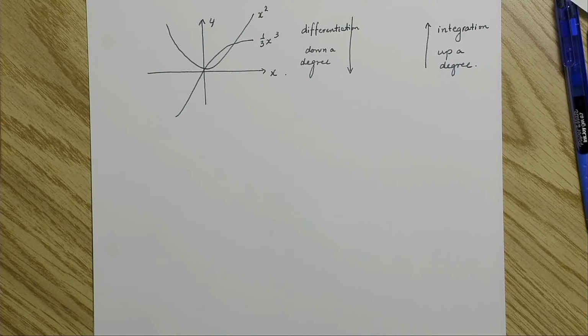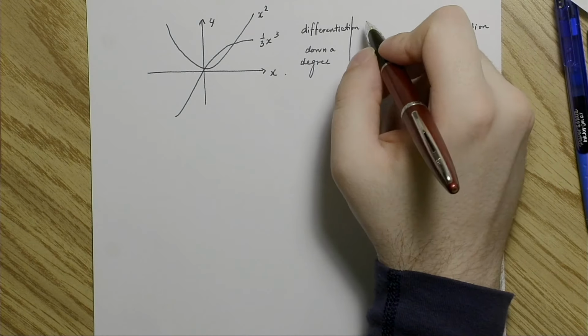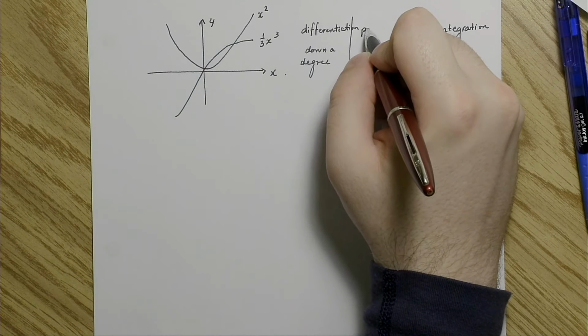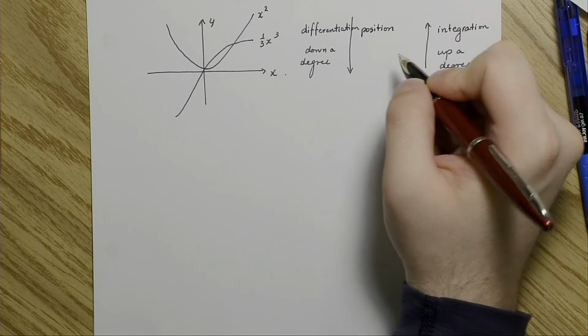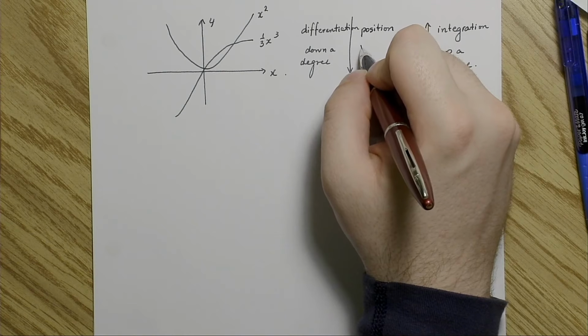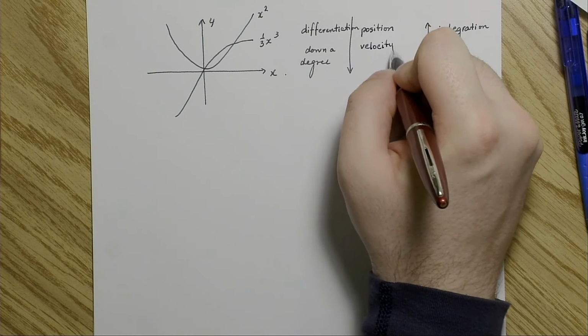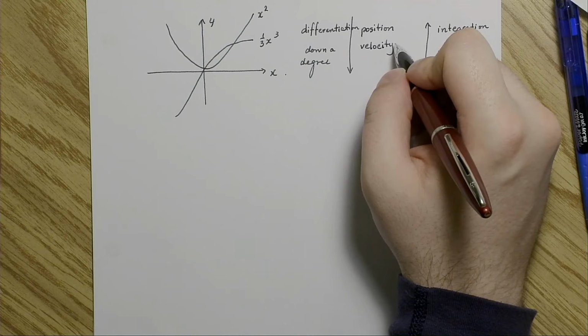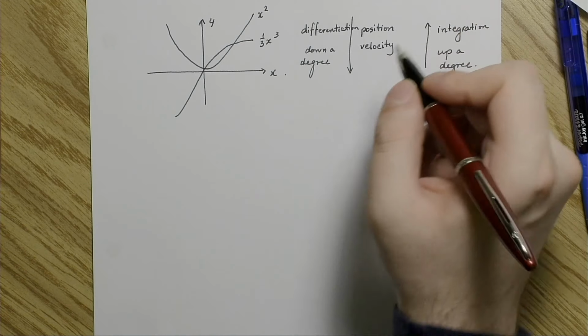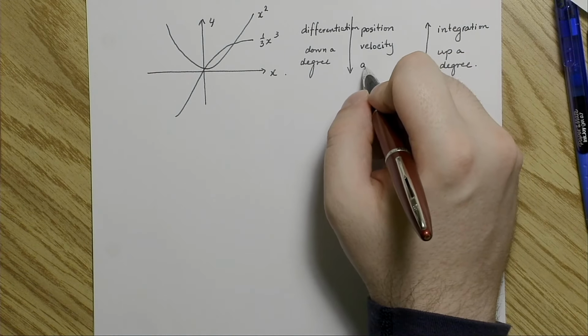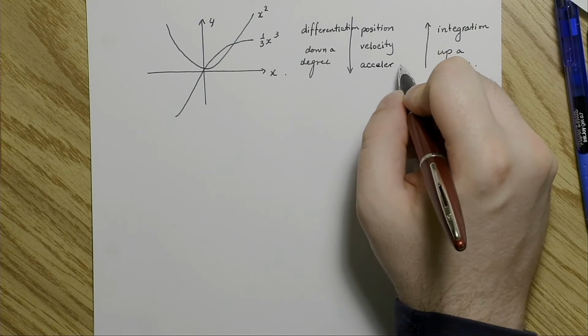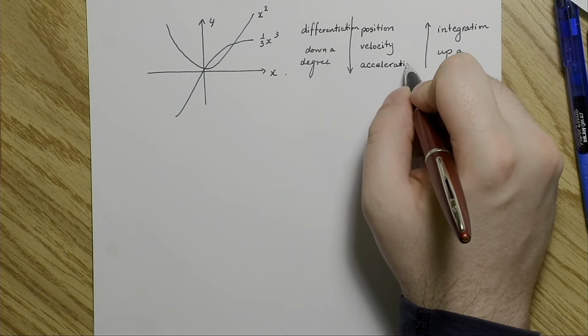Okay, so remember when we were talking about higher order derivatives, we talked about position, and then if we took the derivative of that, we got velocity, and if we took the derivative of that, we got acceleration. So if you had the position, our original function, and we took the derivative of that, we got velocity. Velocity is the rate of change in position, and acceleration is the second derivative of the position.